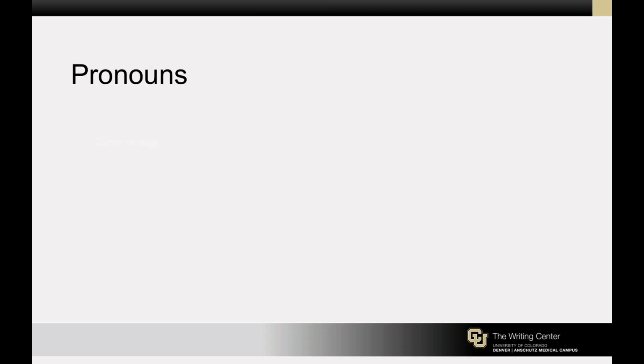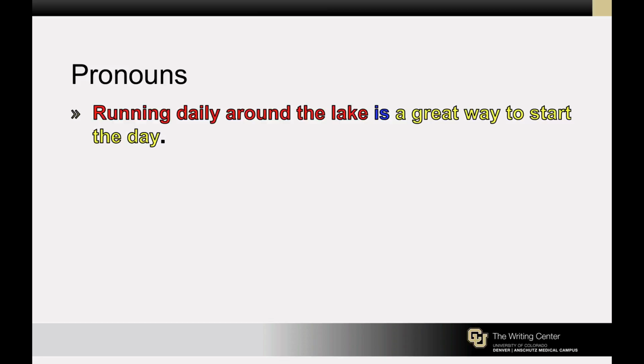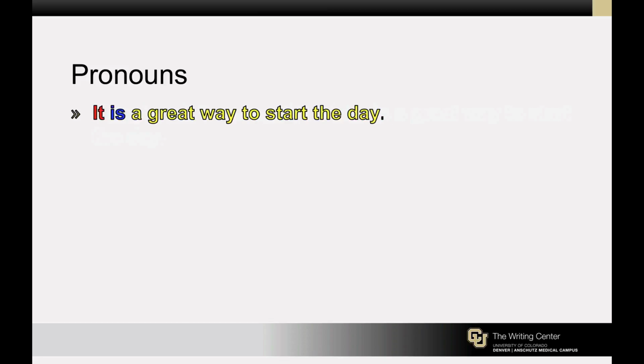To understand how our second kind of signal word, the relative pronoun, functions, let's first take a minute to review pronouns. We talked about pronouns earlier when we introduced subjects. We learned that they could be substituted for subject nouns and noun phrases. So, running daily around the lake could be replaced by it. We call pronouns that substitute in for subjects a personal pronoun.